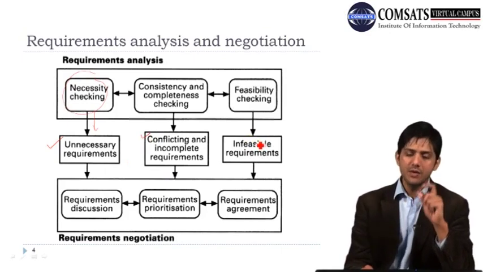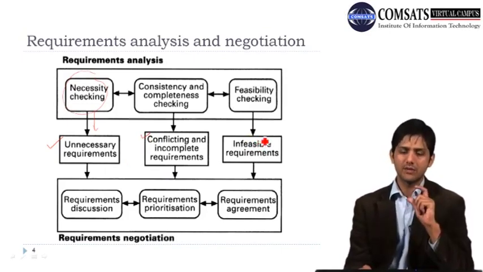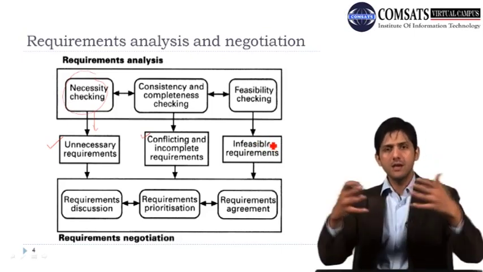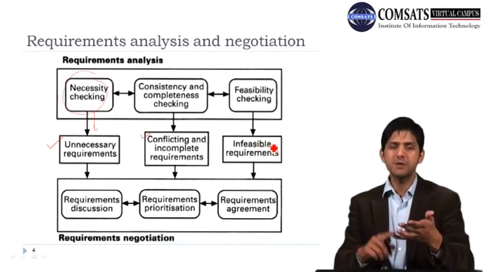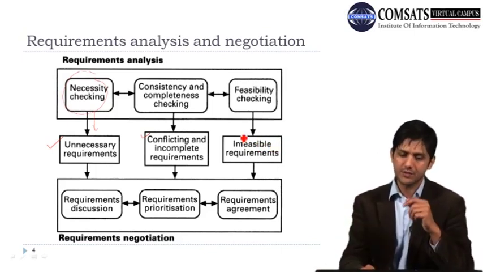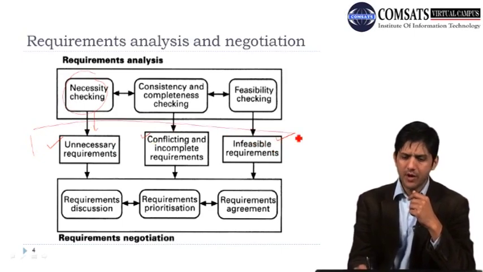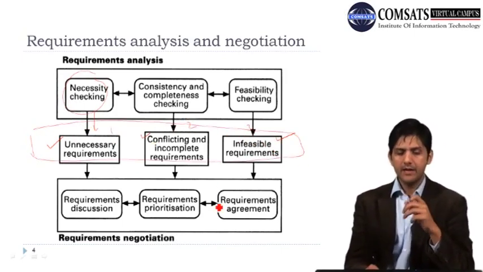The third one is feasibility checking. We also need to identify what are the infeasible requirements that we have identified, which we will not be able to complete given the limited resources that we have, and when we talk about resources, it means budget, time, and all the other kinds of resources that we are being provided. So these are the three kinds of problematical requirements that we are going to identify. Number 1, number 2, number 3.